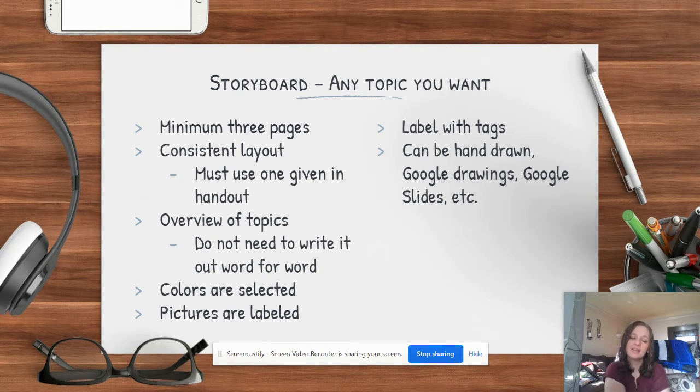Make sure the storyboard is an overview of the topics. You do not need to write it out word for word, which means that you don't have to tell me everything that's in that paragraph. Give that paragraph a title so I can tell, oh, this paragraph is about Venezuela. Your colors are selected, your pictures are labeled.